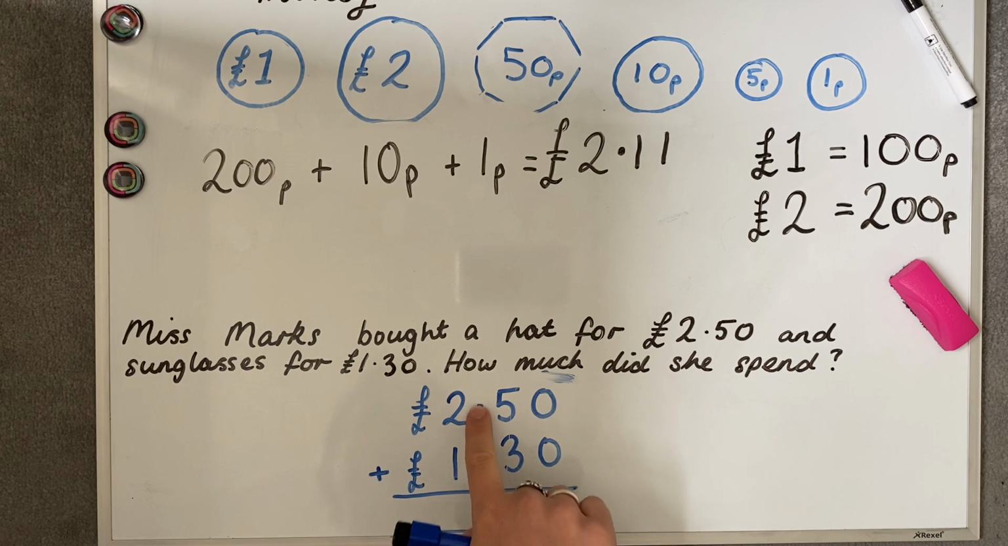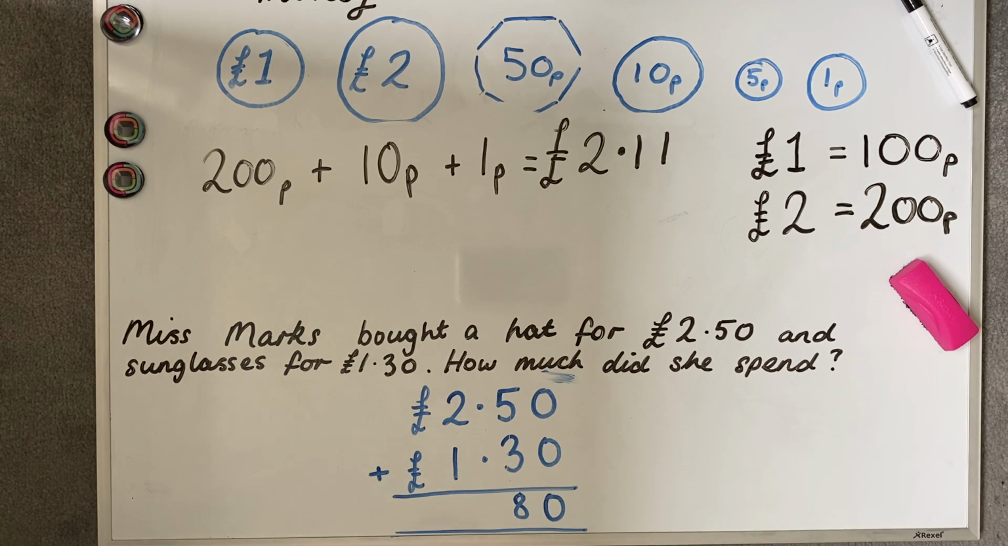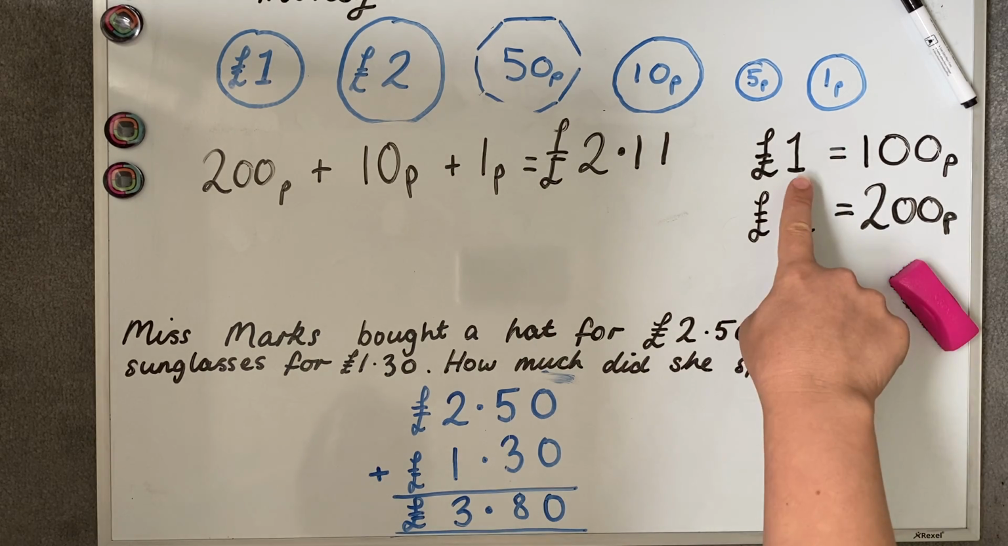Now here, we've got our little dots, our decimal points, and it's really important that we remember to put that in the same place. So next we've got our £2, add our £1. How much is that? £3. So our total for how much Miss Marks spent on her hat and her sunglasses is £3.80.